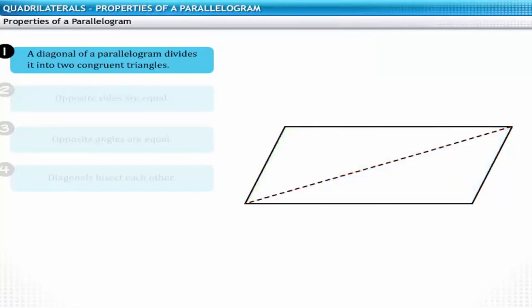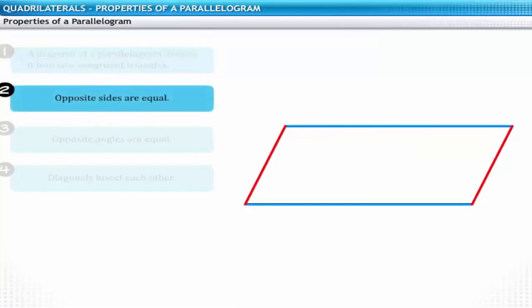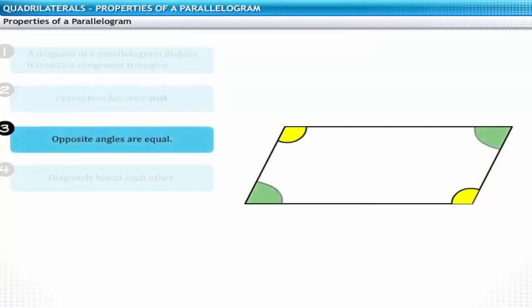Since the triangles are congruent, their corresponding sides and angles are equal. Thus, we conclude that in a parallelogram, opposite sides are equal and opposite angles are equal.